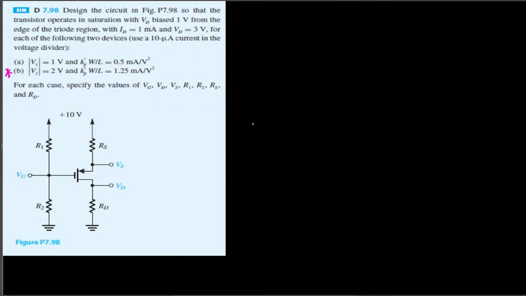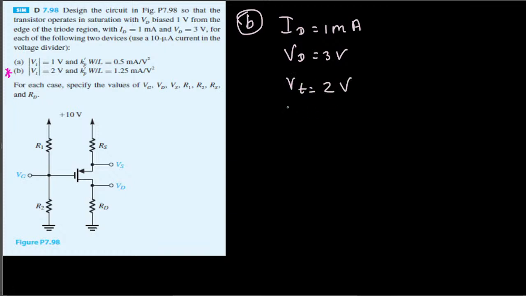Okay, let's look at the given information. We have to find VG, VD, VS, R1, R2, RS, and RD. Let's go through the information provided to us. We have ID, that is 1 milliampere, VD, that is 3 volts, VT, that is 2 volts, and Kp prime W over L, that is 1.25 milliampere per volt square. So we have all this information.